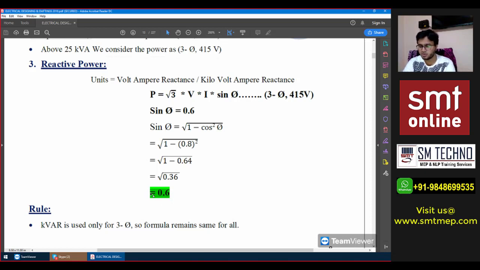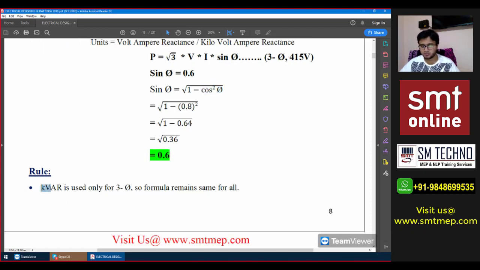For example, in some countries, especially in UAE, the power factor is something like 0.85. In that case, you have to substitute 0.85 and change this value, don't substitute 0.8. This value will vary. I have also mentioned in the note that kVAR is used only for three phase. There is no formula for single phase, because for single phase the capacitors will be in microfarads, etc.